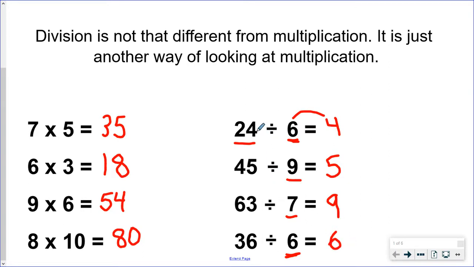So all I'm trying to do, boys and girls, is get you to understand that division is another form of multiplication. What are you going to multiply this number by to get this as your answer? This would be the product. What would you multiply 9 by to get 45? 7 to get 63. 6 to get 36. Okay.